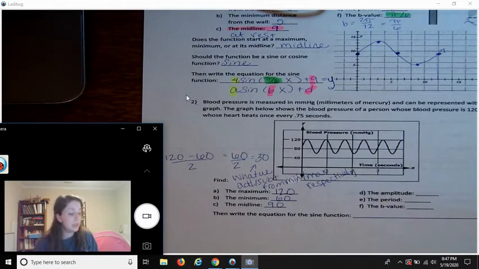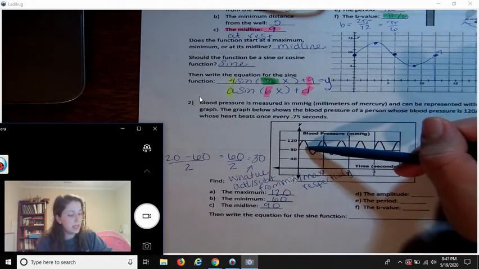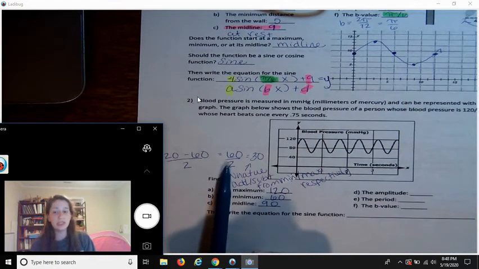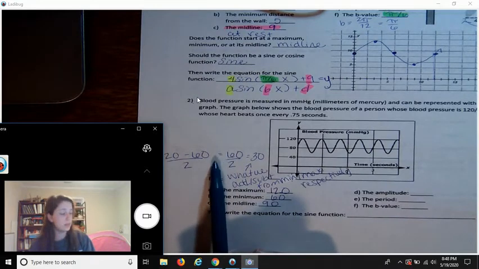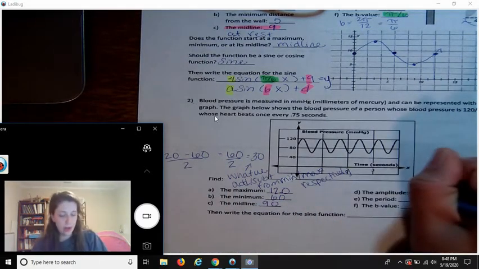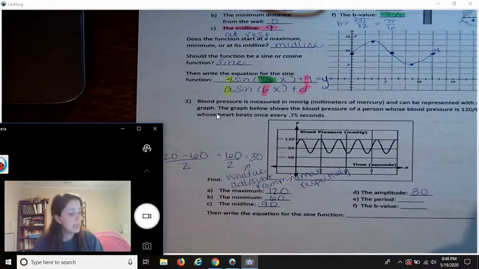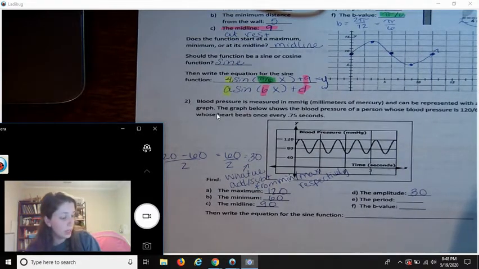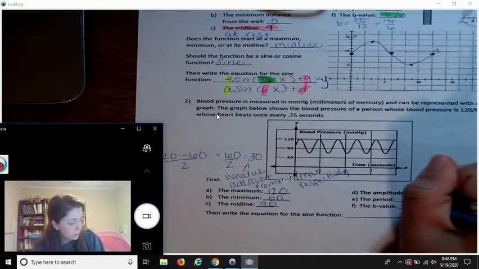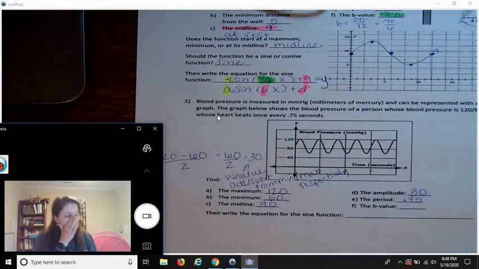Okay, so now we need the amplitude. So the amplitude is how long or how far it takes to get from the midline to the max or the midline to the min. Or you can do what we did here and just like divide the distance between the two in half. So our amplitude should be 30. It tells us that the heart beats once every 0.75 seconds. So this is our period. Okay. So every beat is one cycle that gives us one period. It tells us that's 0.75 seconds.